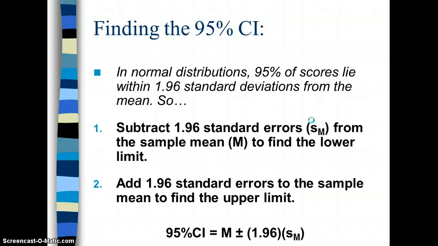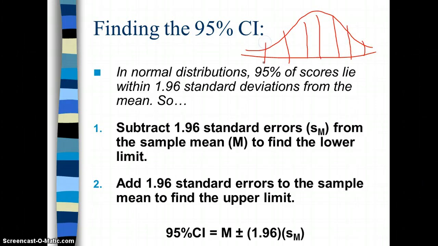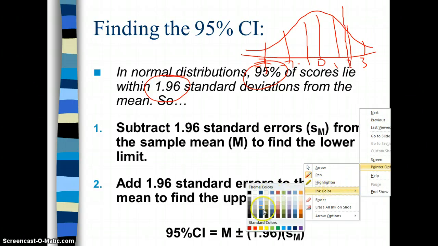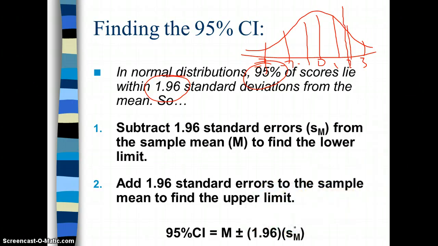Okay. Here's what we know. We know that in a normal distribution, 95% of all scores lie within 1.96 standard deviations from the mean. 0, 1, 2, 3, -1, -2, -3. So 1.96, that's almost 2. In fact, I should change the color. Let me change the color because I can. There's blue. So almost at 2 and almost at -2. 95% of the scores are going to fall in this area.